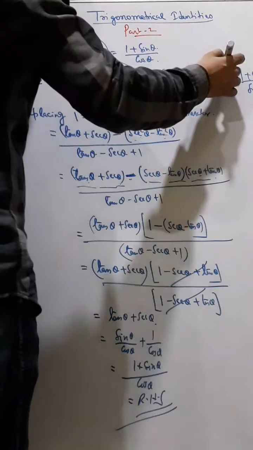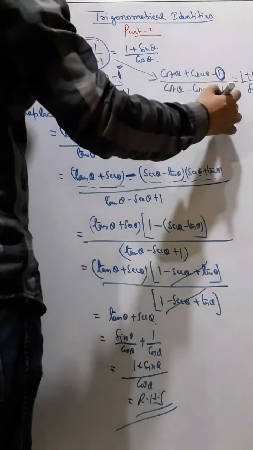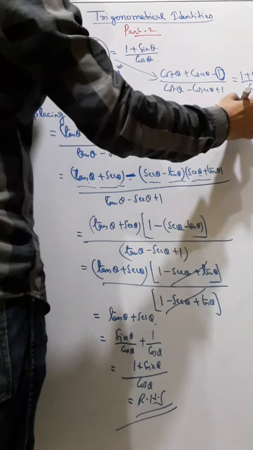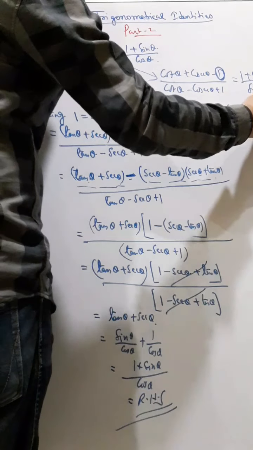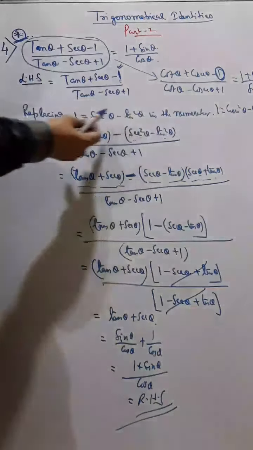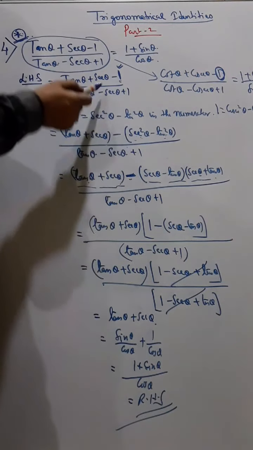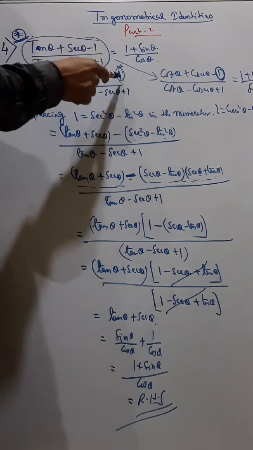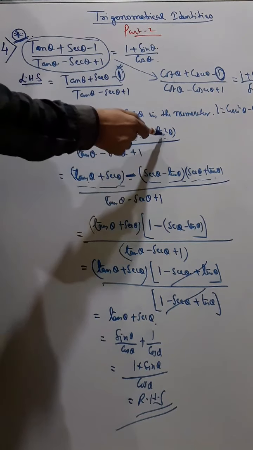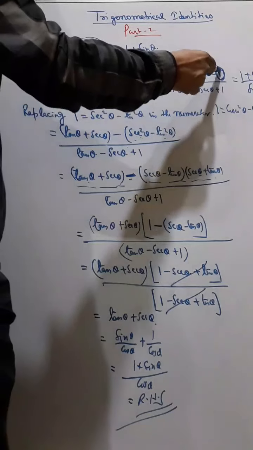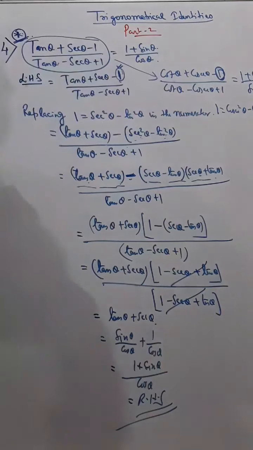In that case, what we will do? You will replace this 1 as cosec square theta minus cot square theta in the numerator, as I have done here. We have converted this 1 into this sec square minus tan square. In that case, we will convert that 1 into cosec square minus cot square theta. Understand? Okay.